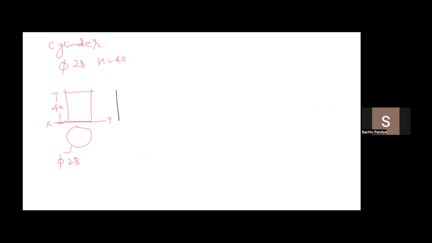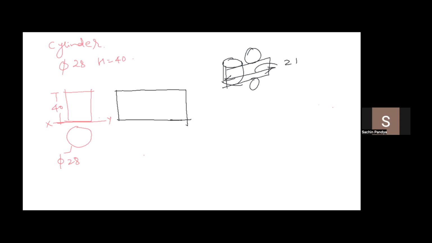I will draw a rectangle. But this length I don't know, right? When you open this, you will get what? A rectangle and two circles. But how much will this length be? So this length would be equal to 2 pi r, the circumference of a circle. So we know 2 pi r.